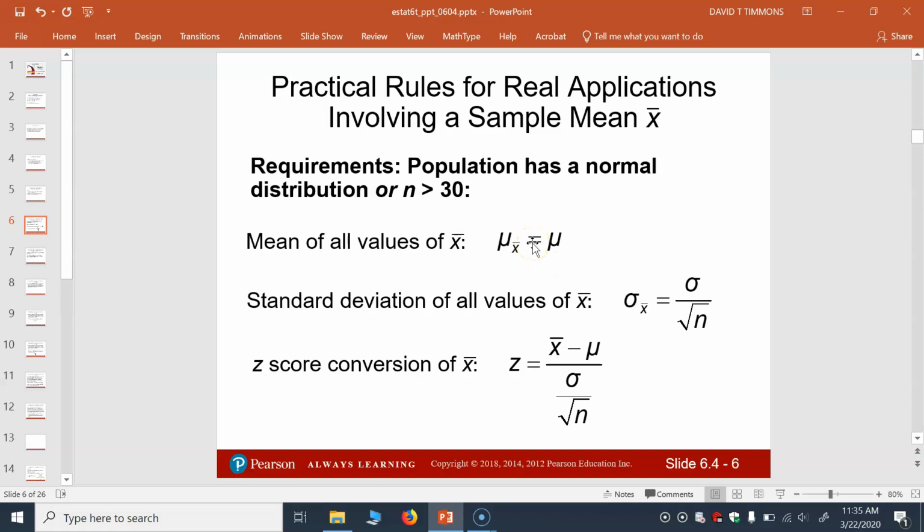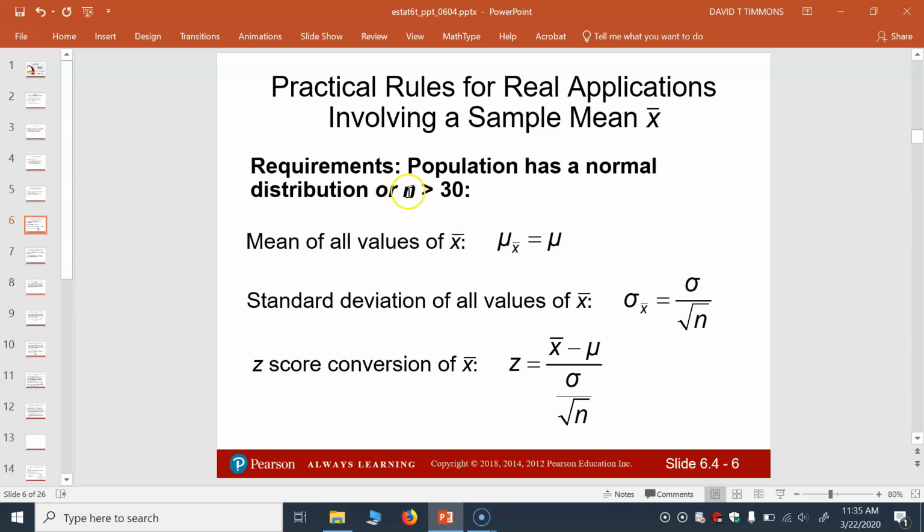Two things you need to know, basically, for the requirements. If you are sampling from a normal distribution, then your sampling distribution of x bar will always be normal. So normal maps to normal no matter what the sample size. So that's what this is saying in the first part, right? Population has a normal distribution.